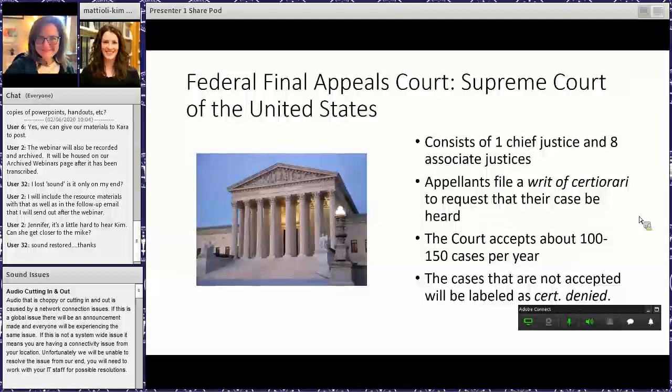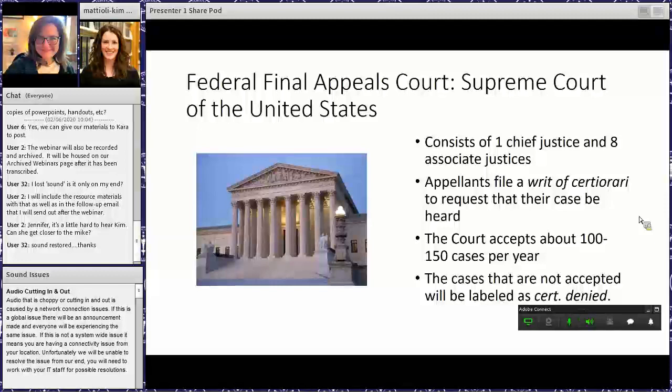And then finally, we have the Federal Final Appeals Court, or the Court of Last Resort, and that is the Supreme Court. So the court consists of 1 Chief Justice and 8 Associate Justices, and they all have lifetime tenure. People who want to appeal a case from a federal circuit, or also from a state Supreme Court, as long as the legal issue involves a federal constitutional issue, have to file something called a writ of certiorari with the Supreme Court. As I mentioned before, the court only accepts a very, very small fraction of appeals that are filed, so about 100 to 150 cases per year.